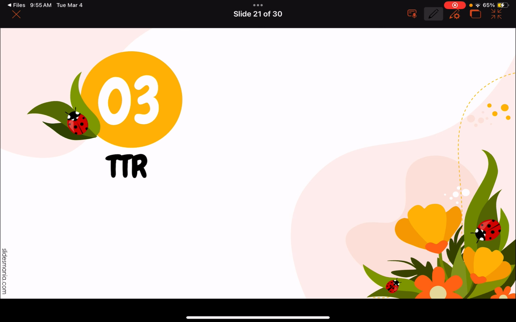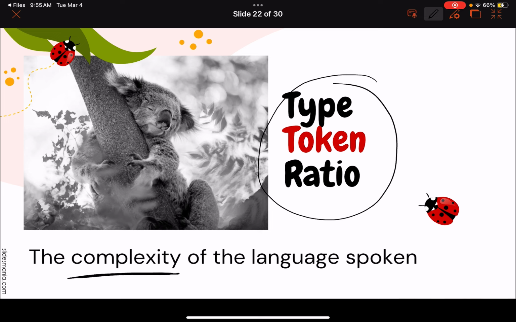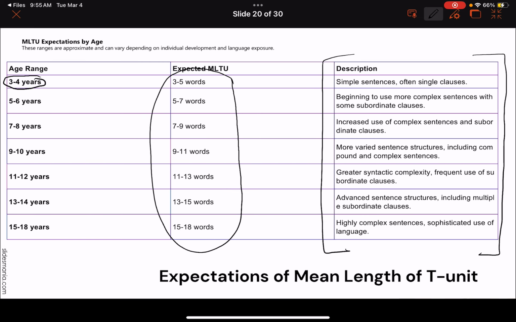So the next thing we're going to move on to is a TTR. A TTR is a type token ratio. What a type token ratio is, this talks about the complexity of the language. So we might have a child, or an adult or young adult, who is falling within this range. We have a 10-year-old who is giving us 8 to 11 words per phrase, and we're like, okay, so their MLTU is average.